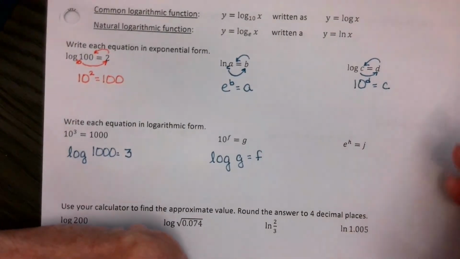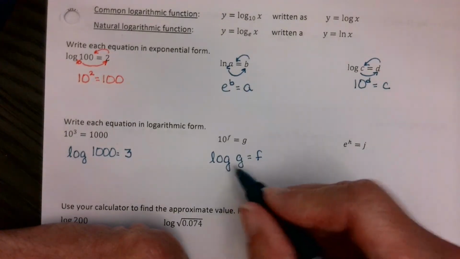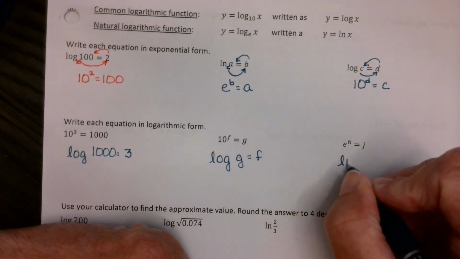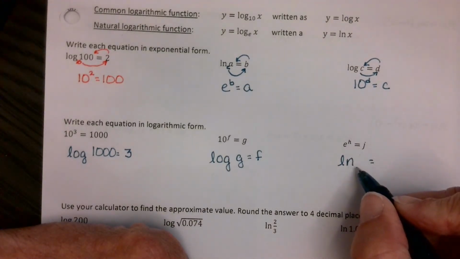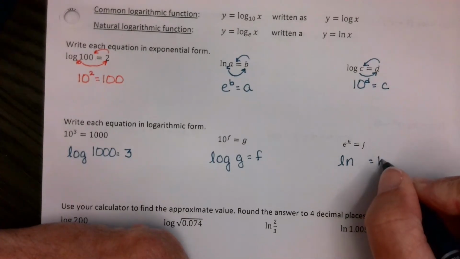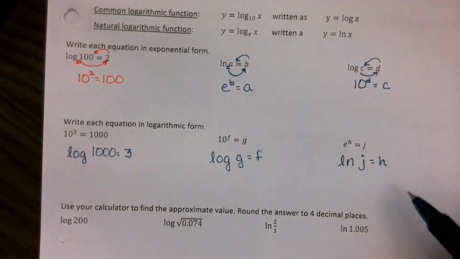Okay, and right here. Now they switch, our base is now e, so instead of log, we're going to use our natural log. Our natural log, our base would be e, our exponent goes over here, and j goes right here. Natural log of j equals h.